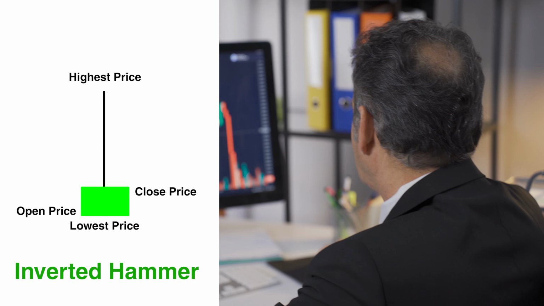You can also combine it with moving averages. If the inverted hammer forms near a key moving average like the 50-day or 200-day, that's another layer of strength. The more factors aligning in your favor, the better your chances.